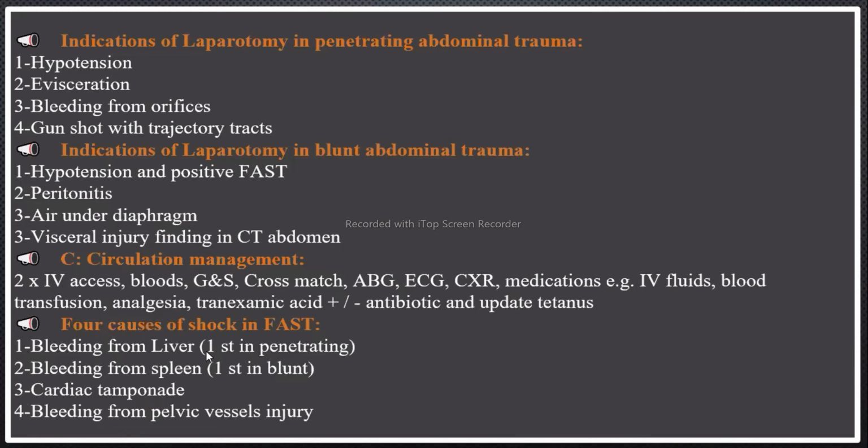Okay, 4 causes of shock in FAST. So we have 4 views in FAST: right upper quadrant, left upper quadrant, pelvic view, and pericardial view. So you have bleeding from liver, as we said in penetrating, bleeding from spleen, as we said in blunt, cardiac tamponade in pericardial view, bleeding from pelvic vessels in general. Did I mention here, guys, bowel?